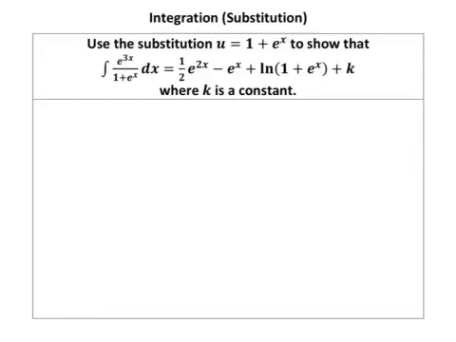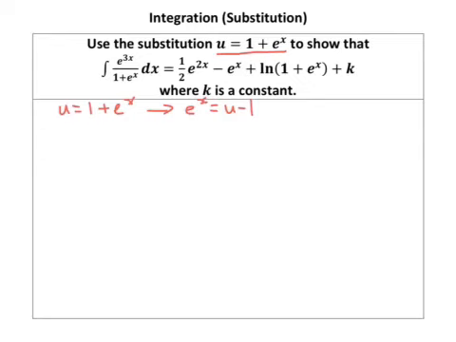Okay, now we're looking at integration using substitution here, and it'll either tell you what the substitution is, which it does in this case, or it will be pretty obvious what it will be. So here we go. First of all, I'm going to say u equals 1 plus e to the x. That's fairly straightforward. I would say also, using that, e to the x equals u minus 1. Now that might come in useful, it might not.